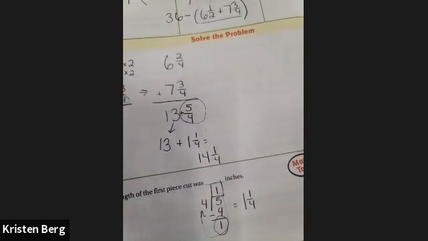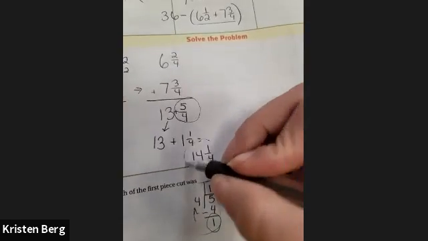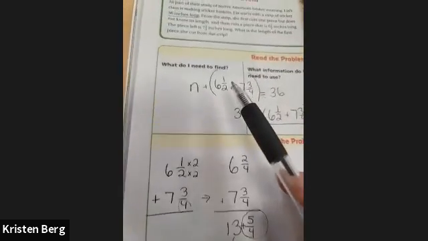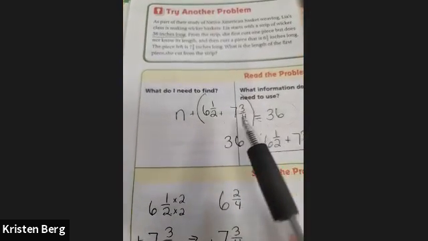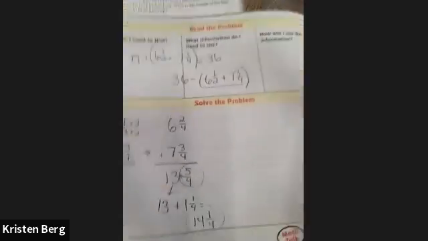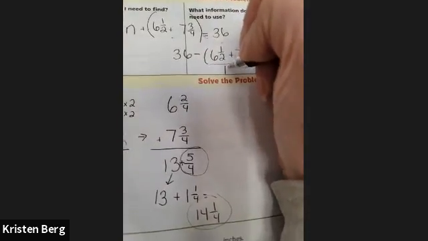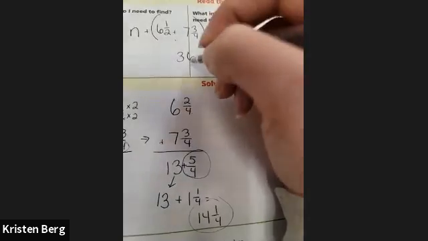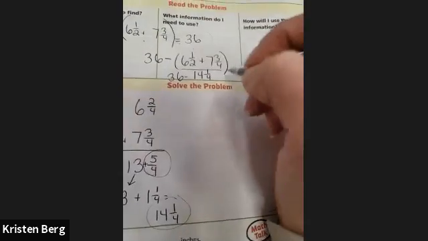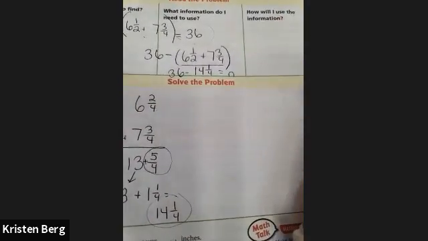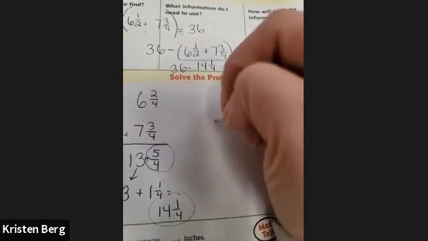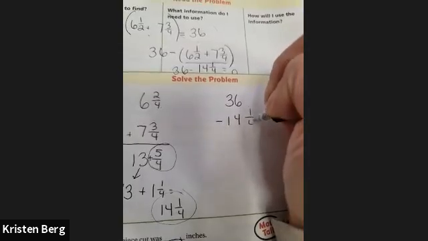So now what we know is that 14 and 1/4 is what the strips came out to be so far. So in order to figure out what is left, we need to subtract 36 minus the 14 and 1/4 to figure out what the missing number is. So that is what I'm going to do over here. 36 minus 14 and 1/4.